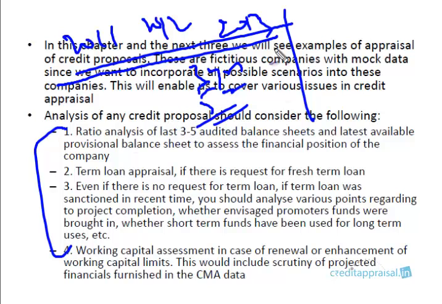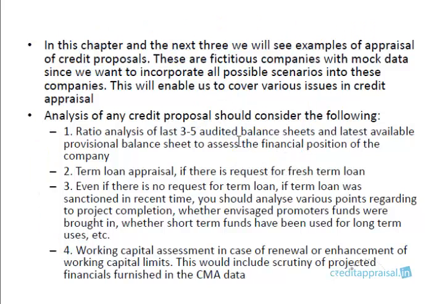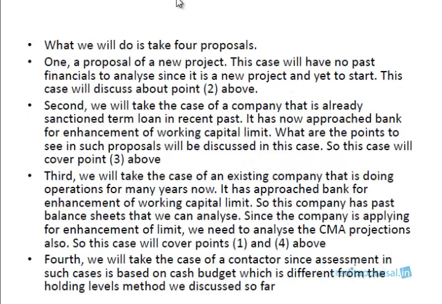Then you have to take the projections, that's the same data, to assess the working capital requirement of the company. And if the company also requests for term loan, then you have to assess the term loan separately. So these are the various things that you need to do for a proposal. So what we will do is we'll first of all take 4 case studies. In the first case study, we will focus on a term loan. In the first case it will be a proposal for a term loan.